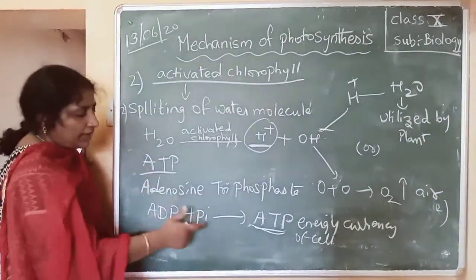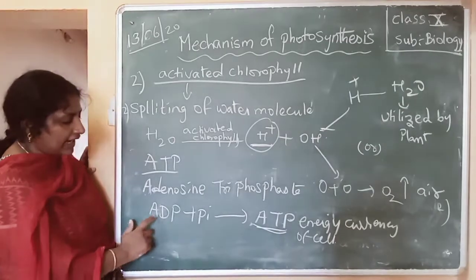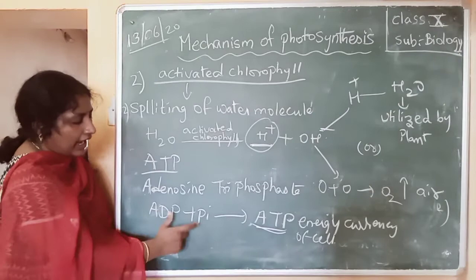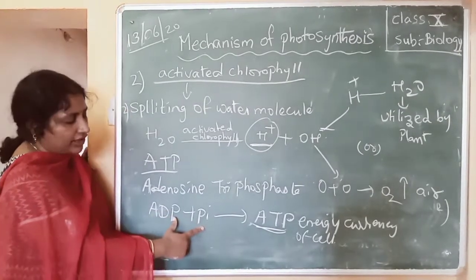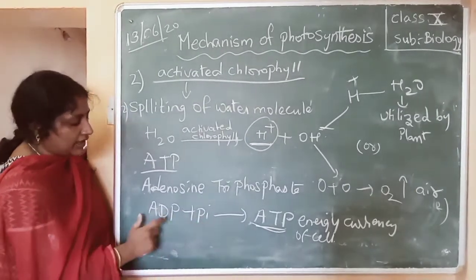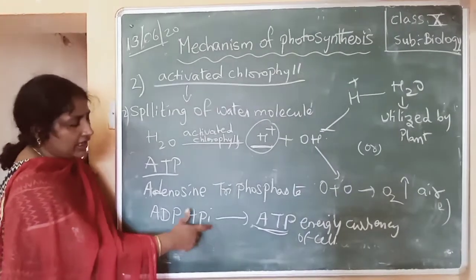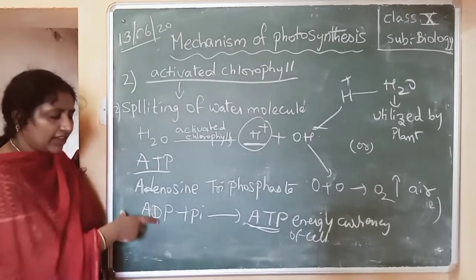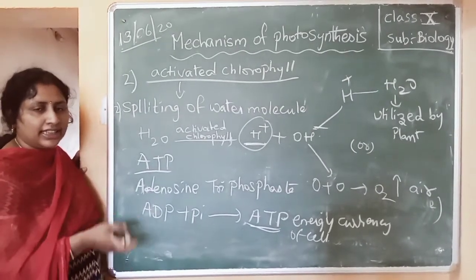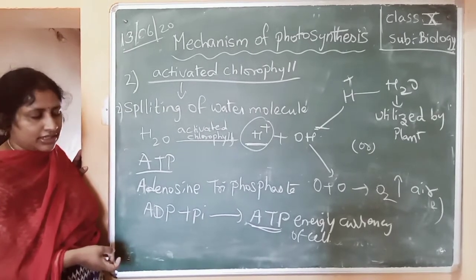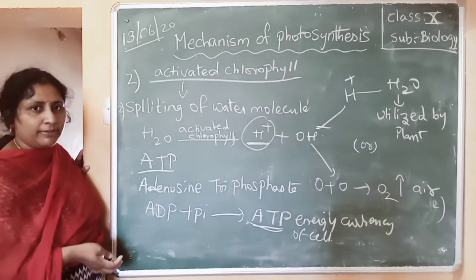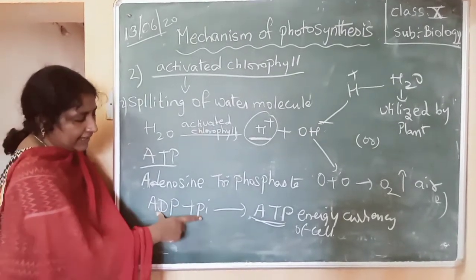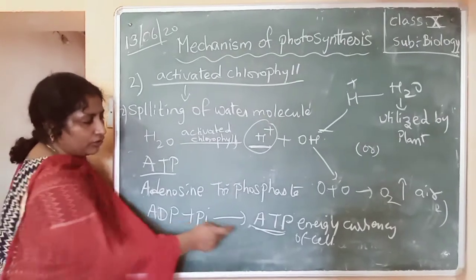So how is it formed? ATP is formed by the combination of ADP, adenosine diphosphate, which is present in the cell, and it reacts with another phosphate molecule. Pi is the phosphate molecule. All these compounds are present within the cell itself. They are formed due to several chemical reactions. In the cell, several chemical reactions occur, so several intermediate compounds are formed. Like that, ADP and Pi are formed, and they combine to form ATP.